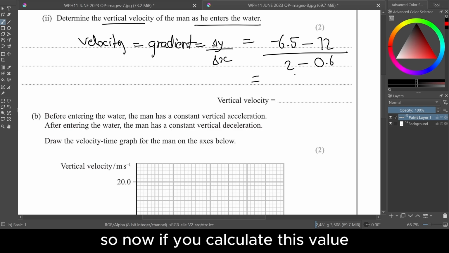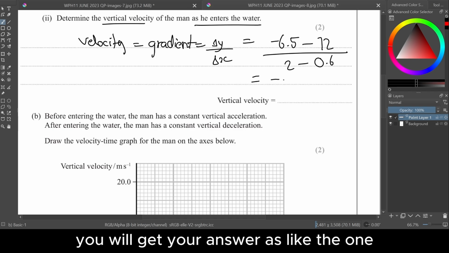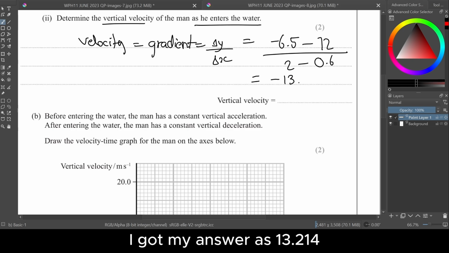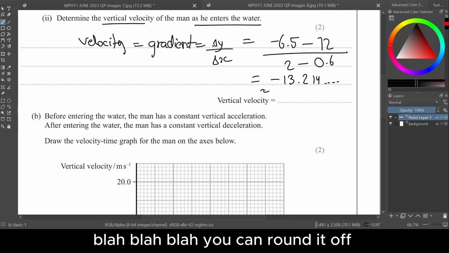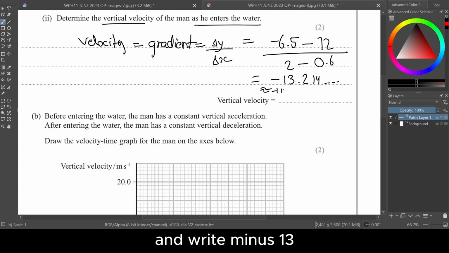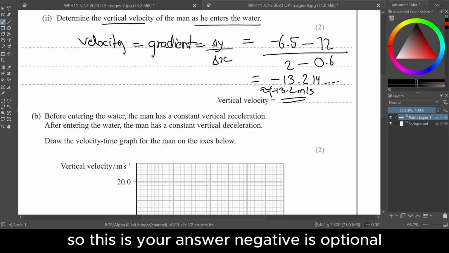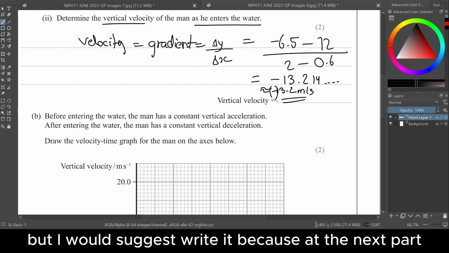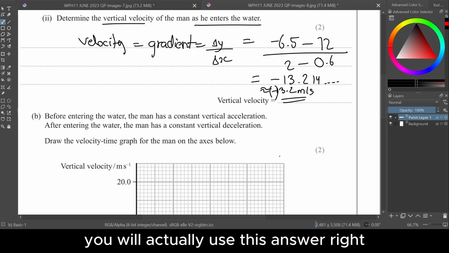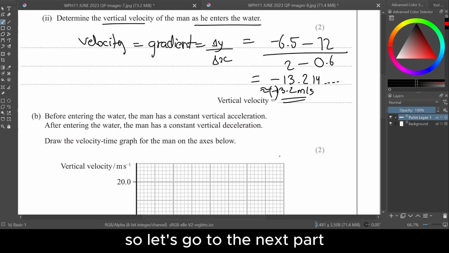Now, if you calculate this value, the answer I got is 13.214 and so on. You can round it off and write minus 13.2 meters per second. So this is your answer. The negative is optional, you don't have to write it, but I would suggest writing it, because in the next part you will actually use this answer. So let's go to the next part.